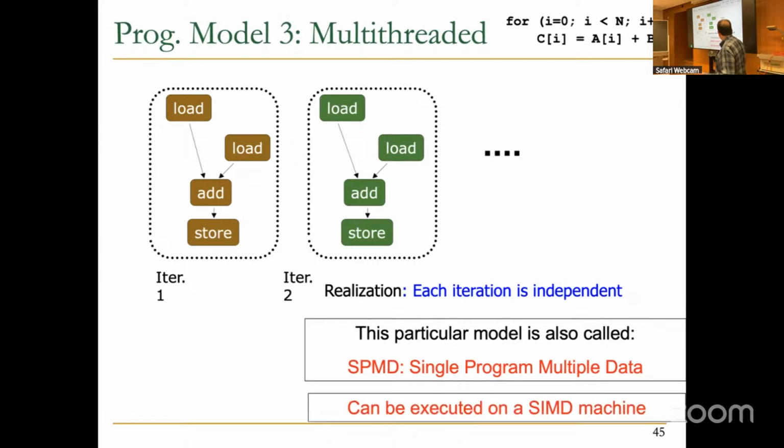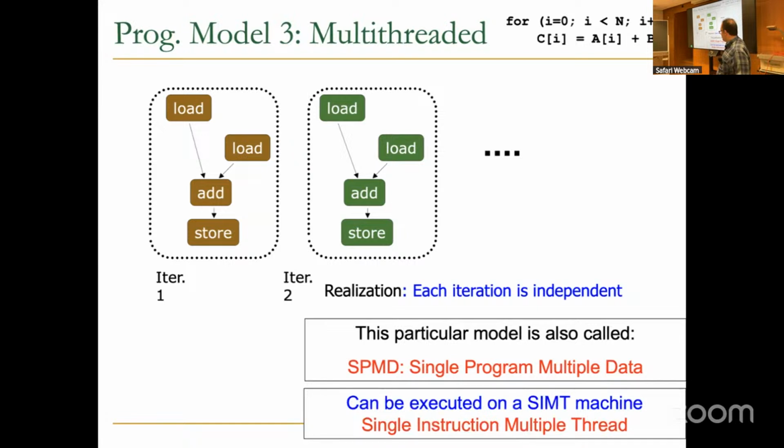And this can be executed on a SIMD machine, which I don't want to confuse more, but is also called a SIMT machine. This is terminology that NVIDIA uses, single instruction, multiple thread. SIMT is actually quite nice terminology, in my opinion. They're the exact same, just terminology. It reflects that when you do SPMD on a SIMD machine, you can call it SIMT. So SIMT specifies the programming model and execution model together, which is why it's nice to have this terminology.